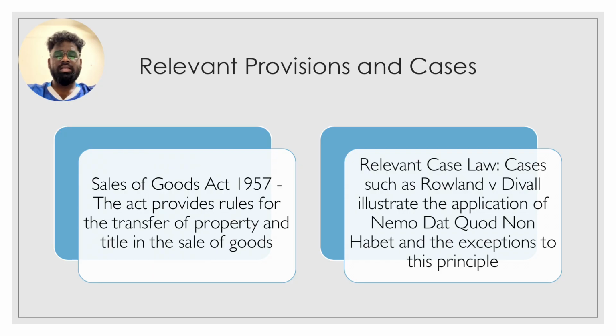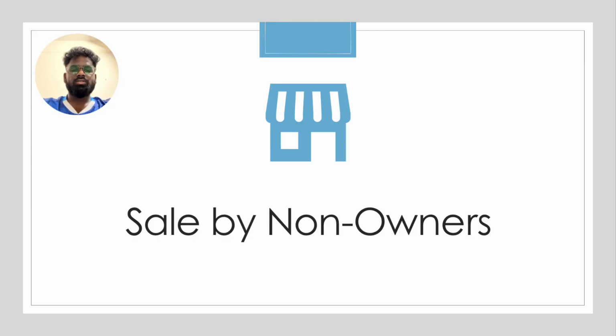There are relevant provisions and cases. The Sale of Goods Act, 1957, provides specific rules for transferring property and title. Case law: cases like Rowland and Default illustrate how the nemo dat principle and its exceptions are applied in court. Sale by non-owners: this summarizes the previous sections about when someone who does not technically own the goods can still legally sell them.